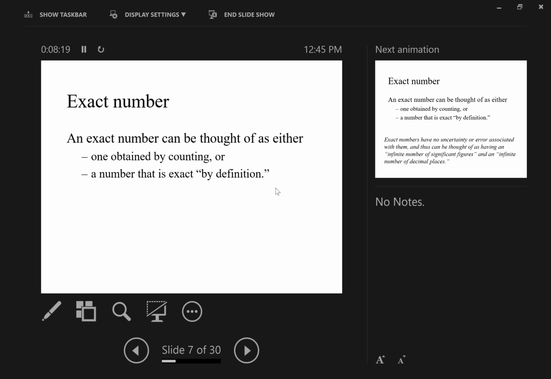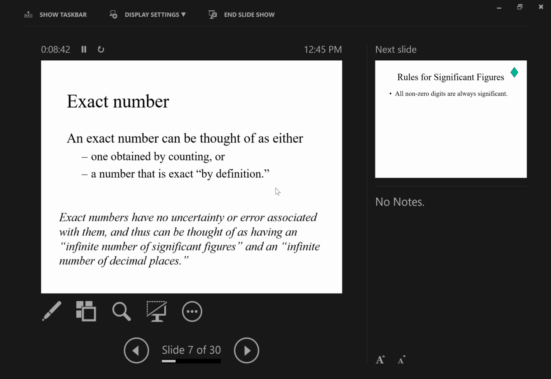One of my favorite examples of by definition is within the metric system. The milli was set by definition to be 1/1000th of the base unit. So if you're using an equality within the metric system, that's all exact too. That's by definition.